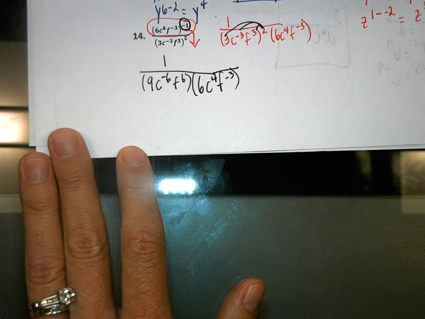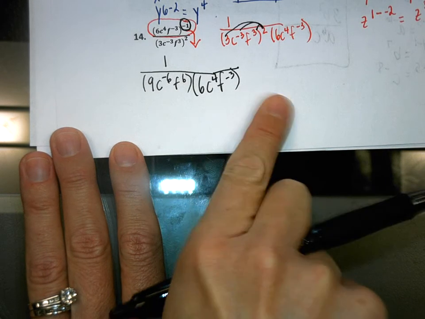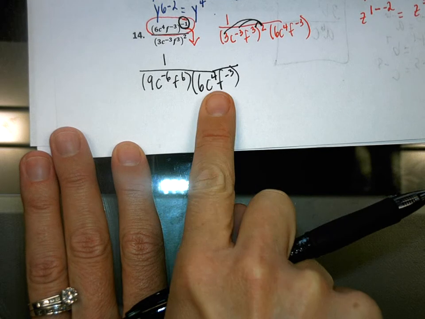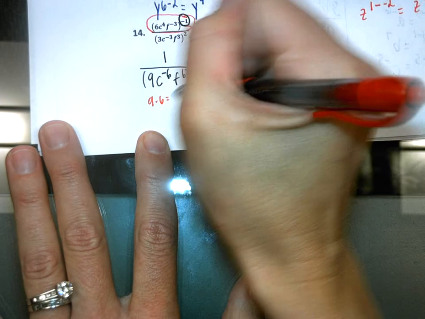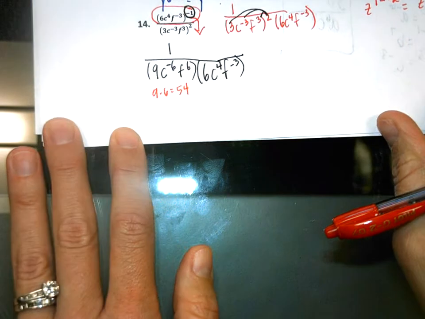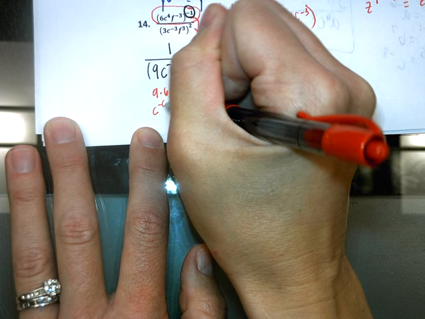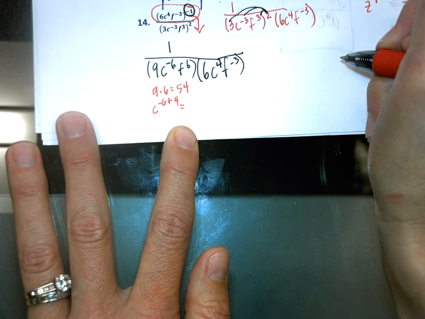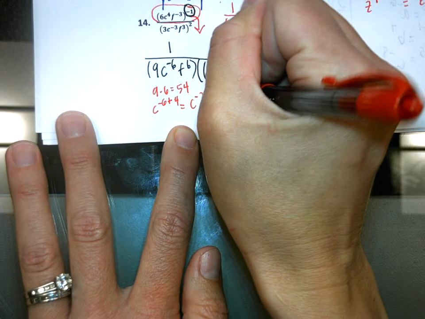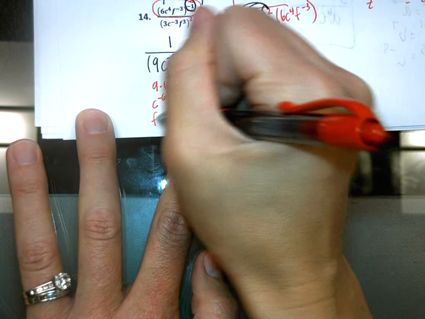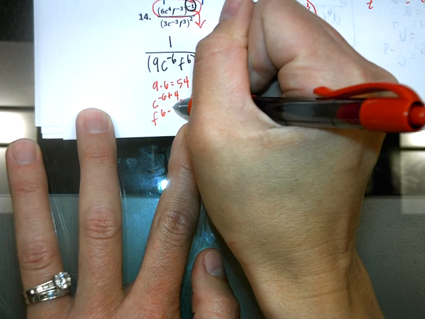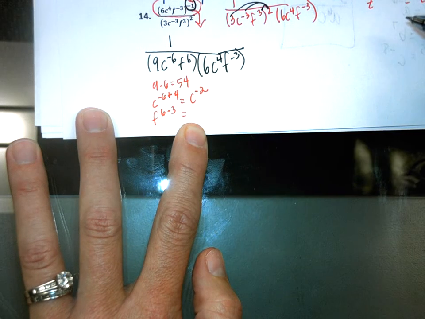Okay, so these two are both on the bottom of the fraction, and so that means we add the exponents. Okay, we multiply the numbers, but we add the exponents. So 9 times 6 is what? 54. I'm going to write out each of these separately. Okay, so we have c to the -6, but because they're multiplying, I'm going to add 4. And what does that make? C to the -2. Okay, and then the f, I have 6 plus a -3. Or I'm just going to put 6 minus 3. And what does that make? F to the 3rd.